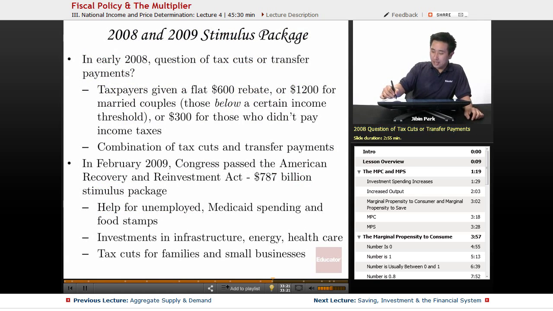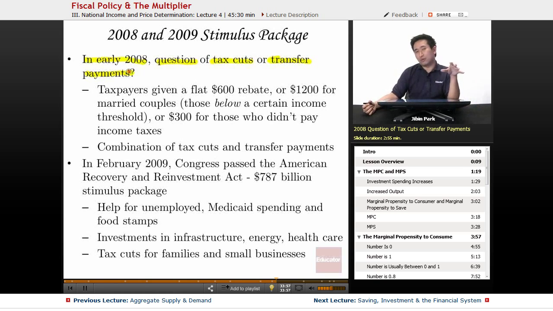Now, in 2008, the Great Recession of 2008, the government responded with some fiscal policy measures. Early on, before Lehman Brothers and Bear Stearns had collapsed, there were still talks that the economy might not be doing too well. So in early 2008, again before the collapse of the stock market, there were signs that the economy was slowing. So the question on the horizon was whether tax cuts or transfer payments would be used.